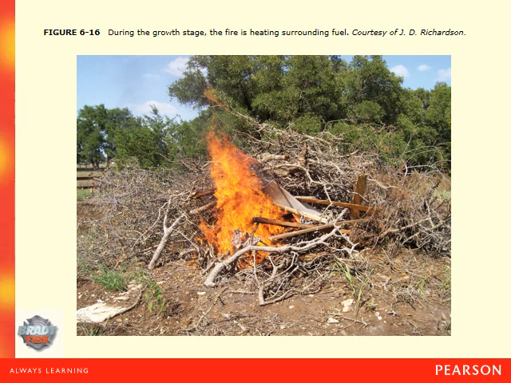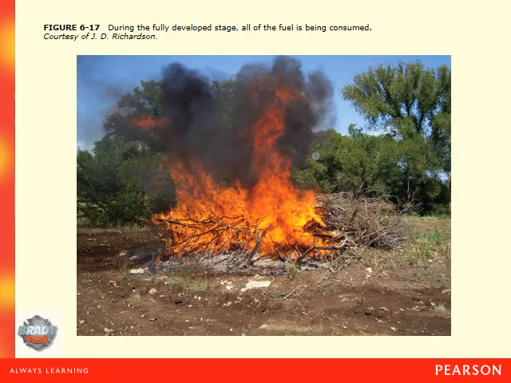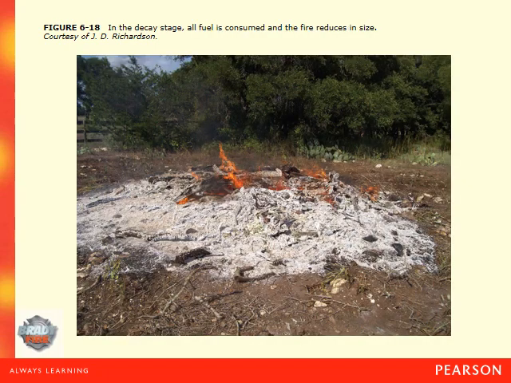Growth, more product is being burned because the heating from that initial fire is causing the surrounding material to begin off-gassing and continue to burn. Then you have the fully developed stage when everything is being consumed. And then the decay stage is when it begins to go down and the fuel is consumed. So the fire begins reducing in size.